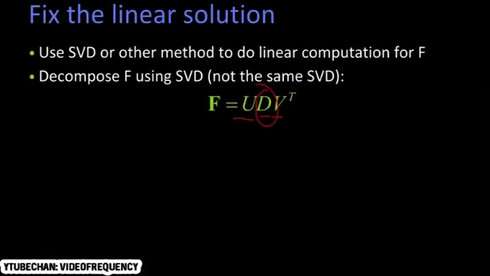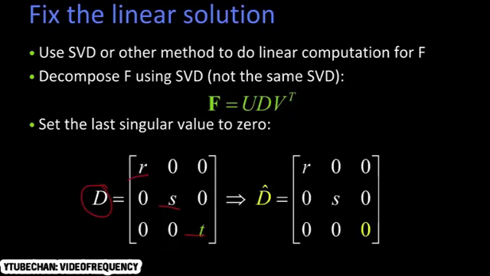Now, if F is really a full rank 3 by 3 matrix, D is going to come out as a diagonal matrix with 3 non-zero elements. And D, in normal SVD, is produced in decreasing magnitude. Okay, so it goes from largest to smallest. So what we do is we take the D that comes out, and I just wrote that as R, S, T here, okay? And T is smaller than S, which is smaller than R.